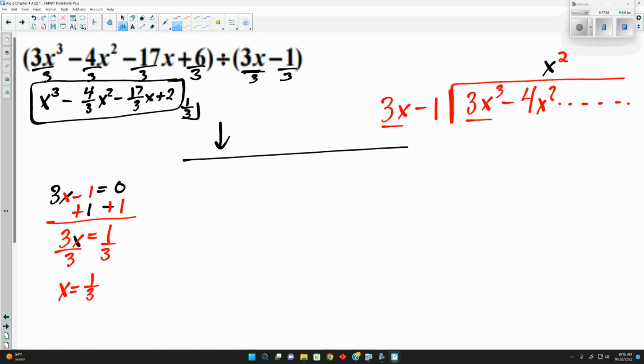So now we can fill those in. Our first number would be 1. The next one would be negative 4/3. The number after that is negative 17/3, and our last number is 2. But now when we drop the 1, or drop the first number, we do get 1, which does match up with the long division, yes? Because it should be 1x squared.